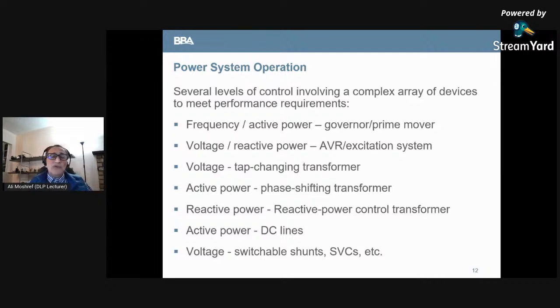And again, here I try to summarize a list of equipment used to control different quantities, active power, reactive power, and so on. I'm not sure if in Turkey you have any DC line connection between neighboring countries or within the system. But there are many DC lines around the world in different countries that help with long distance transport of power, and are also used in controlling the power through the DC line, and help two systems work asynchronously. And there are control devices like a switchable shunt, a static var compensator, and so on.